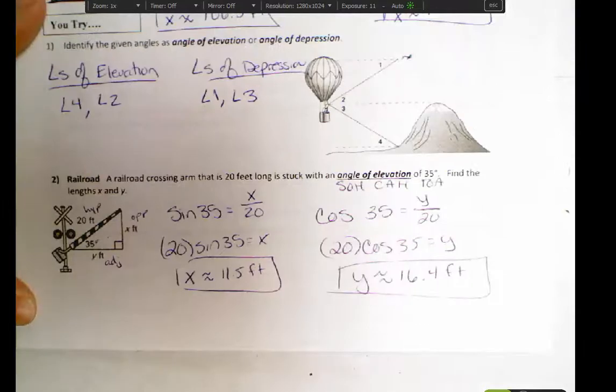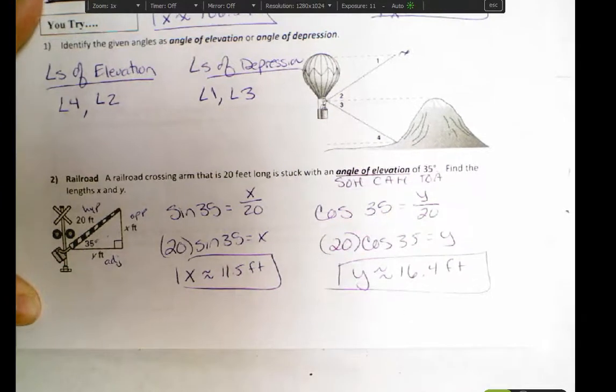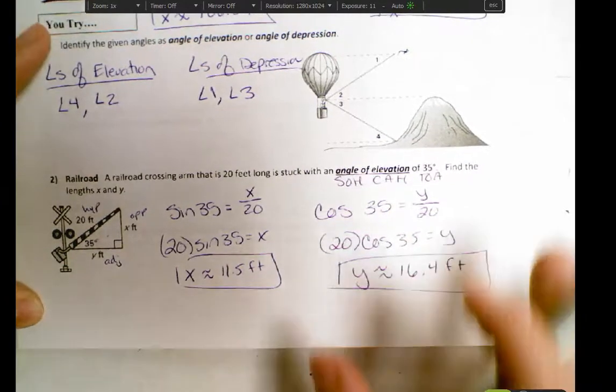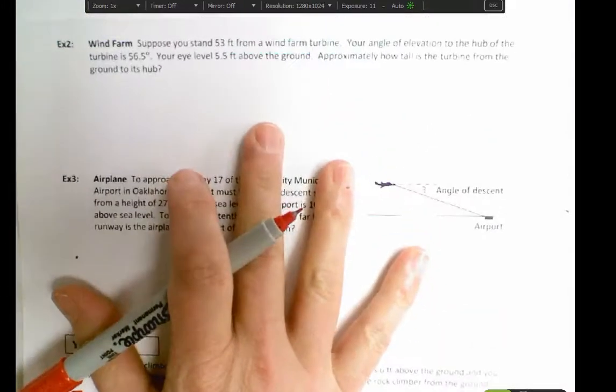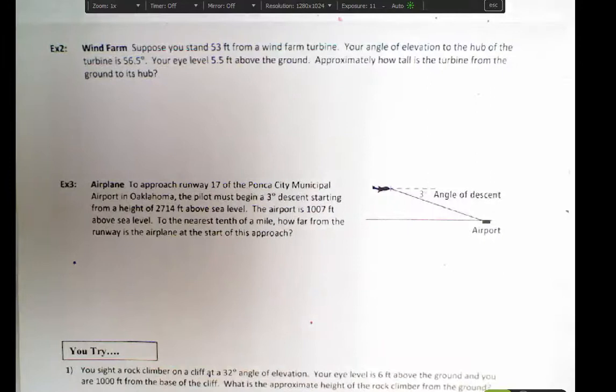Okay, there are your answers for your practice problems. If you did not get them right, make sure you pause the video, work on your math, figure out what happened. Alrighty, let's go to the next page. The rest of the lecture is all about applying this, application problems, in context. That's what angle of elevation and depression is useful for. So we want to do a bunch of in-context practice problems.